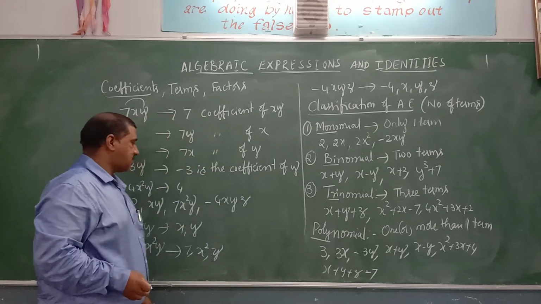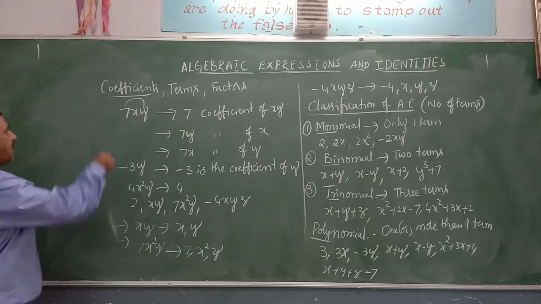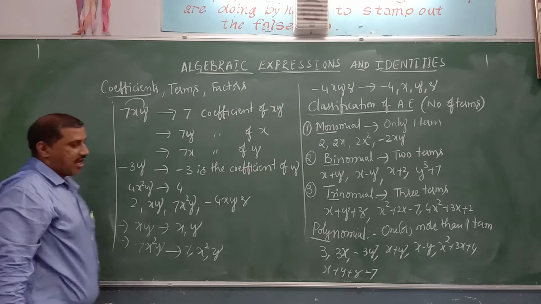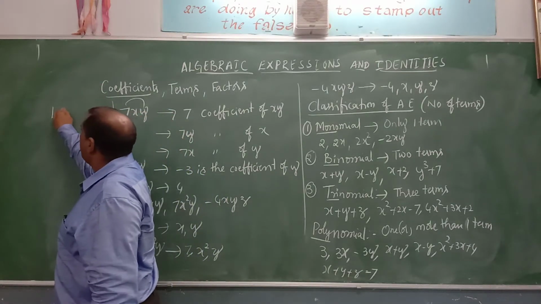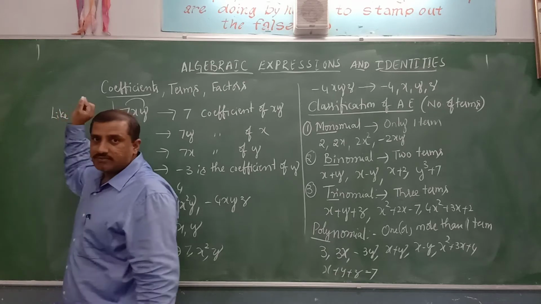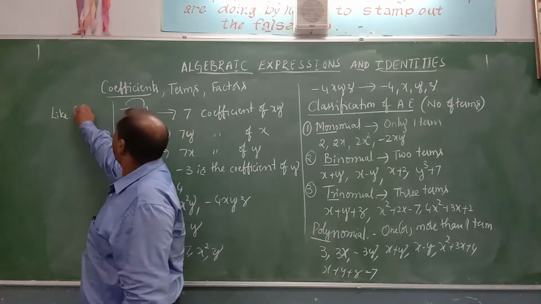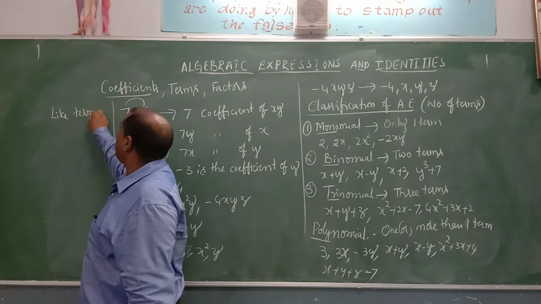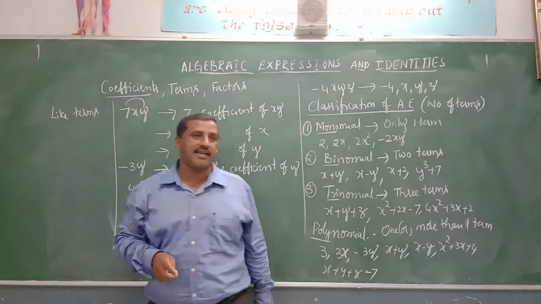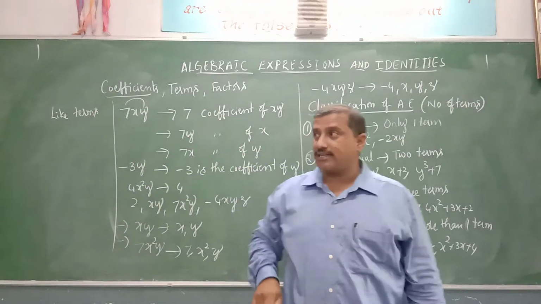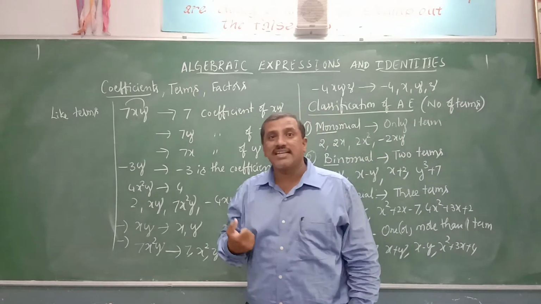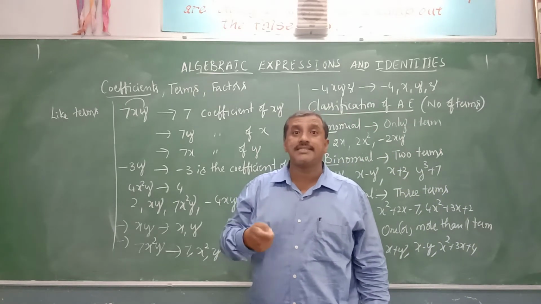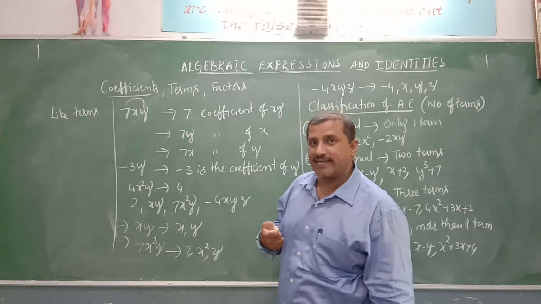Now we have like terms and unlike terms. Like fractions, we have like terms and unlike terms. Similarly, in fractions we have like fractions and unlike fractions. What are like terms? Like terms are the terms which contain the same variable with the same power or same exponent.